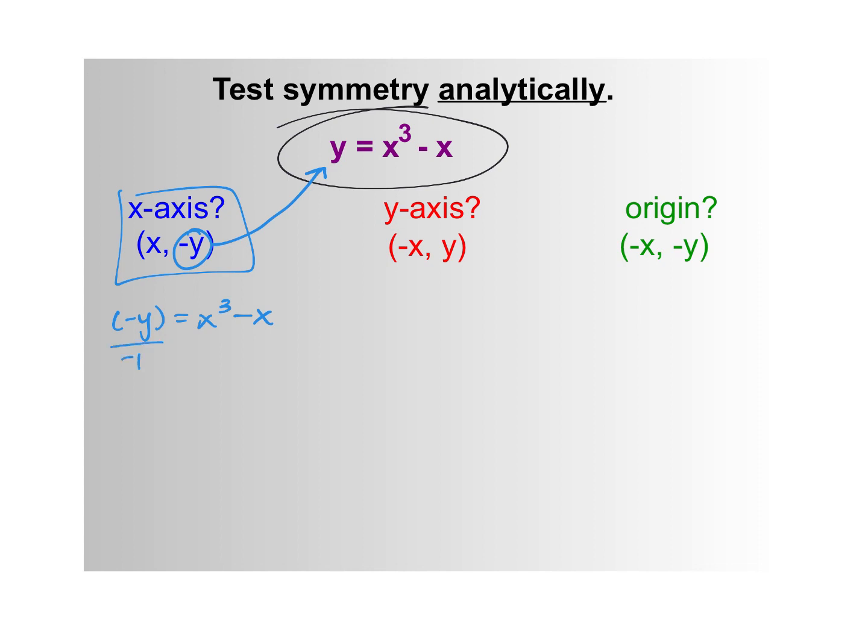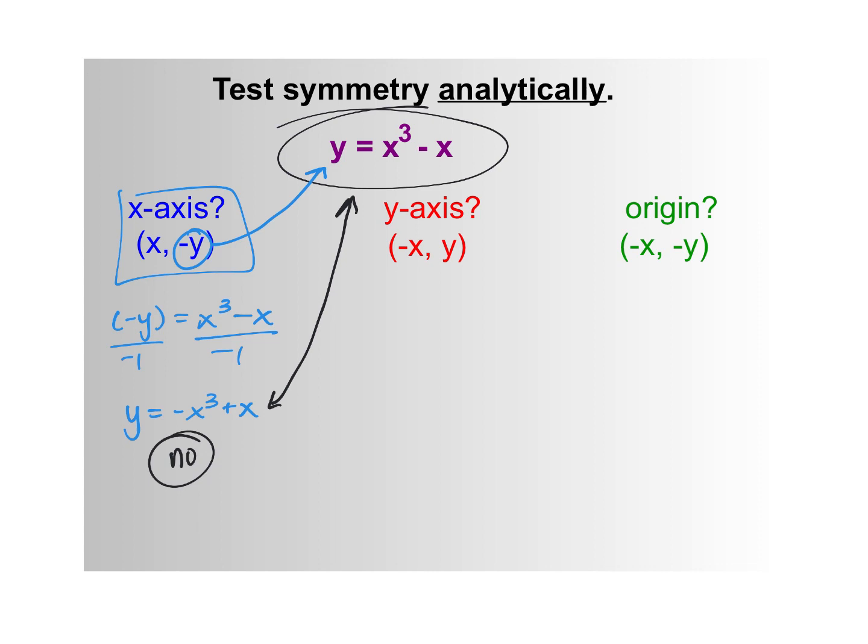So I'm going to divide everything by -1. I get y is equal to negative x cubed plus x. Now I compare it. Does this match my original equation? They are not the same, so no, this does not have x-axis symmetry.